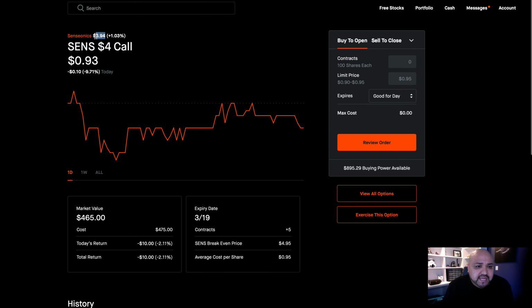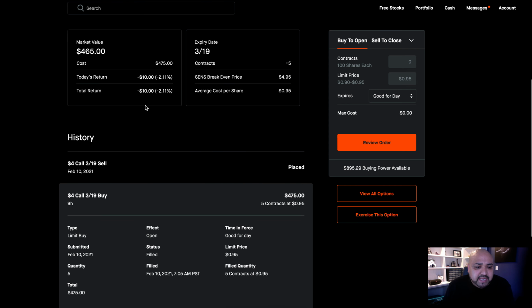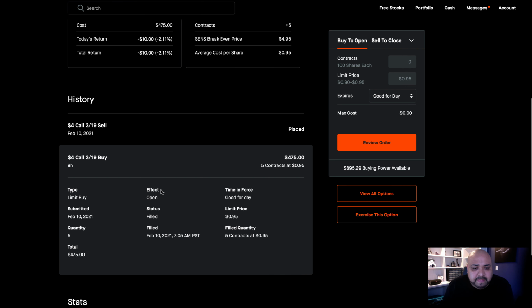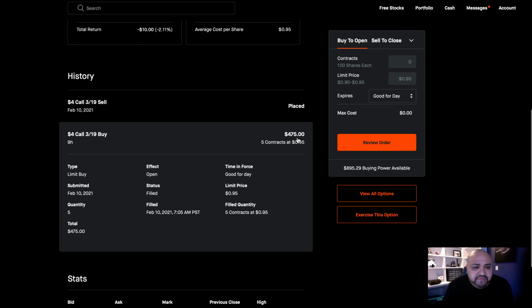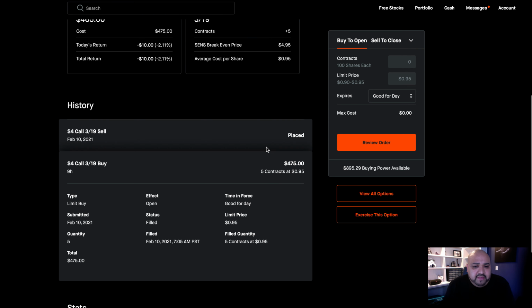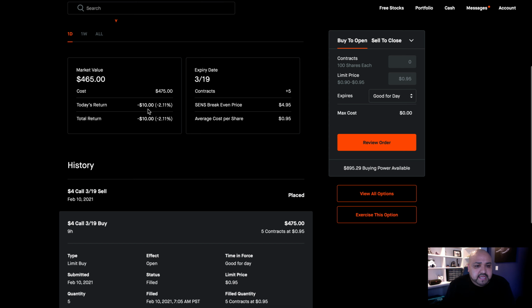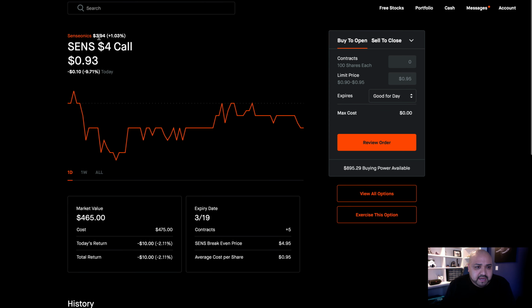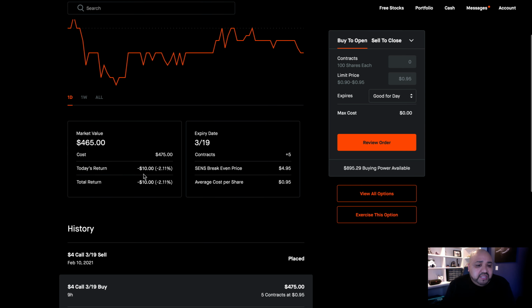So as you can see, I'm very close to hitting my prediction of $4. So again, I bought at $475. I got 500 shares, which is 100 per each contract. So if I hit my mark, then I will get a nice chunk. Right now, since I have not hit my predicted price, I'm currently losing $10.